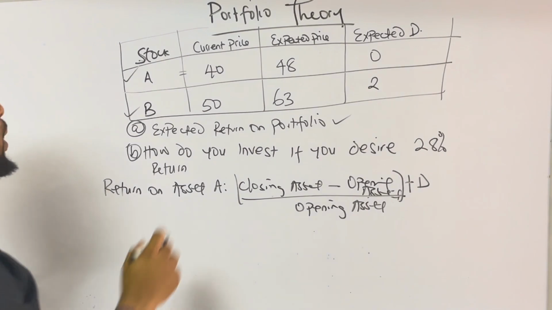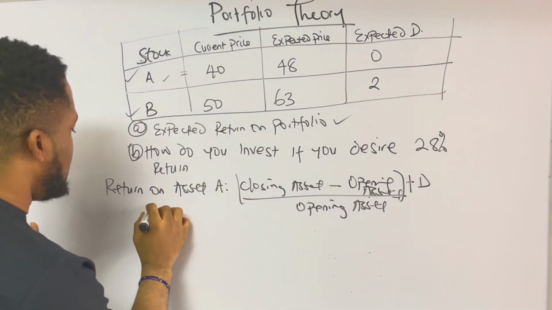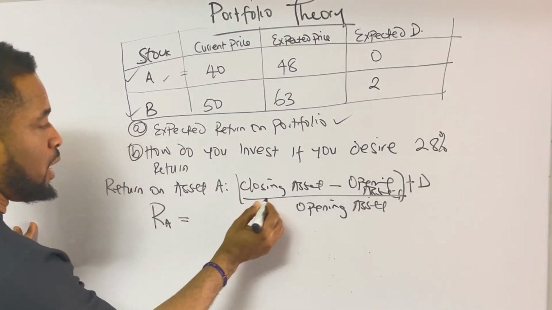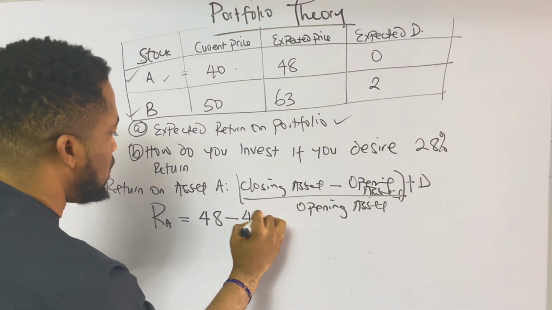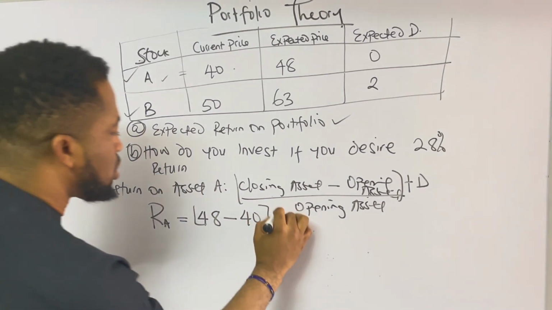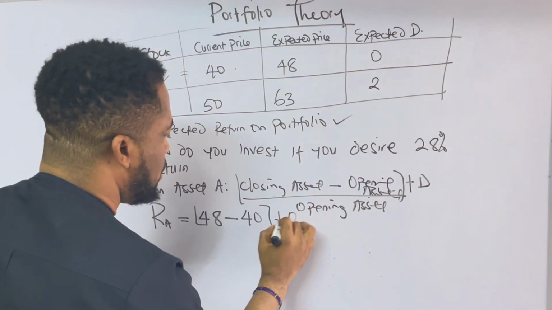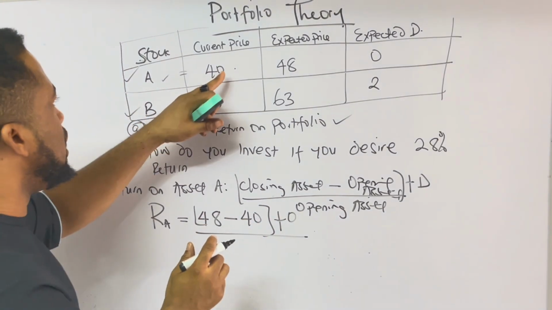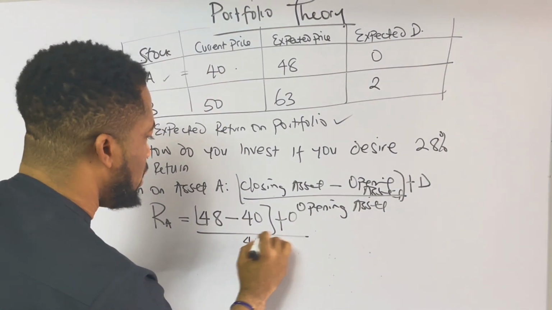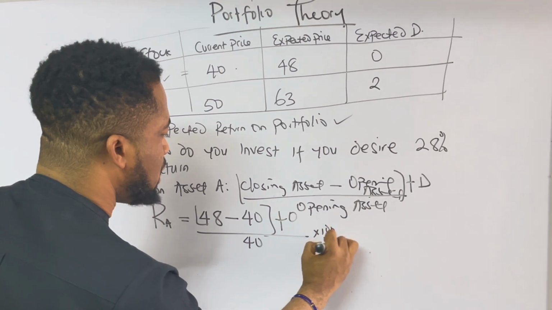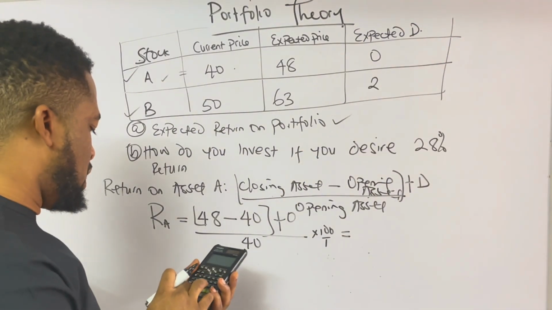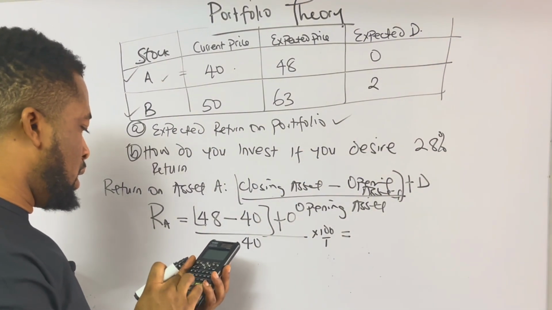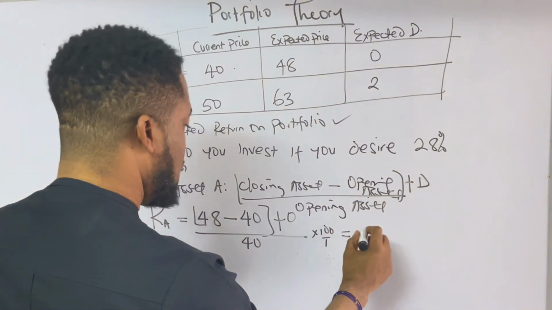So for asset A, return on A: closing asset is 48, minus opening 40. This is the capital appreciation. In addition to this, you have dividend of 0. And then divide by opening, which is the current price, 40. If I multiply this by 100%, this should give me the expected return for asset A. So this is 8 divided by 40, and that should be 0.2, and that's 20%.